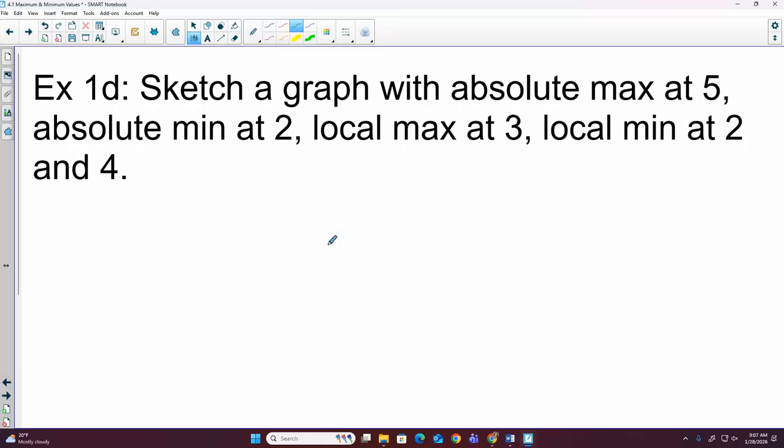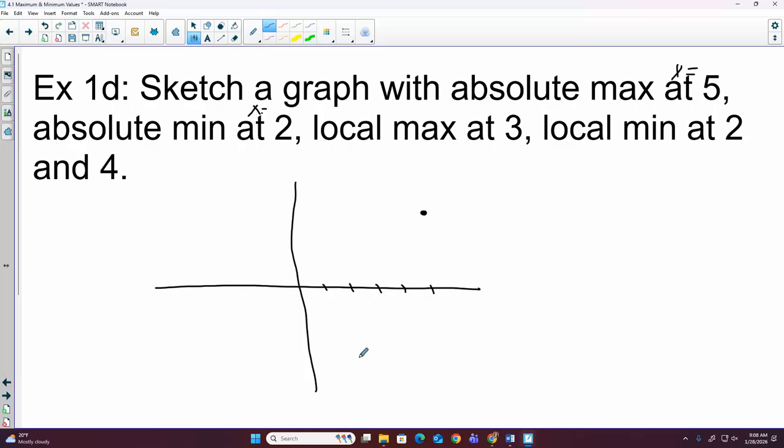If I asked you to draw a graph that meets all these expectations, an absolute max at 5. Okay, I should be more clear here. I mean, when x is 5. So when x is 5, I have a high point on my graph. An absolute min at 2. So when x is 2, I have my lowest point on this graph.